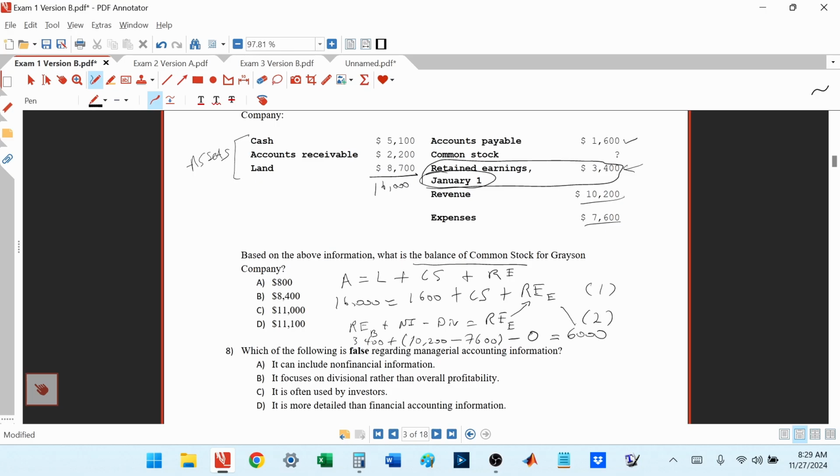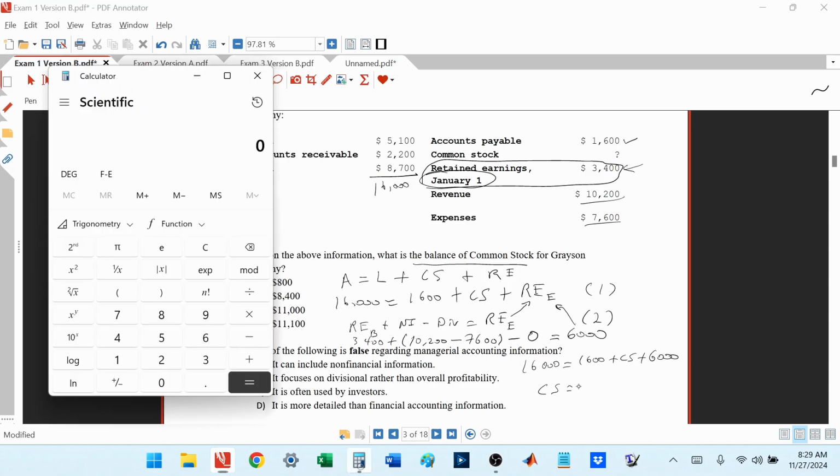So plug that in for this. And so we have assets equal liabilities plus common stock plus retained earnings. And then common stock, we can solve for common stock. 16 minus 1.6 minus 6.